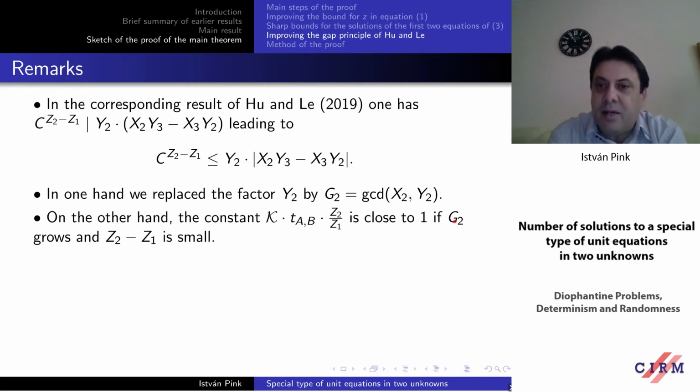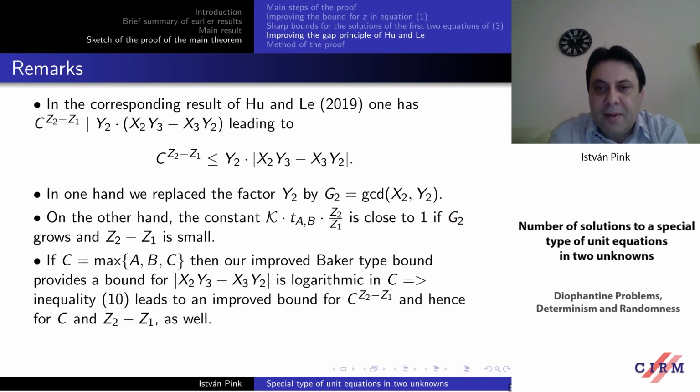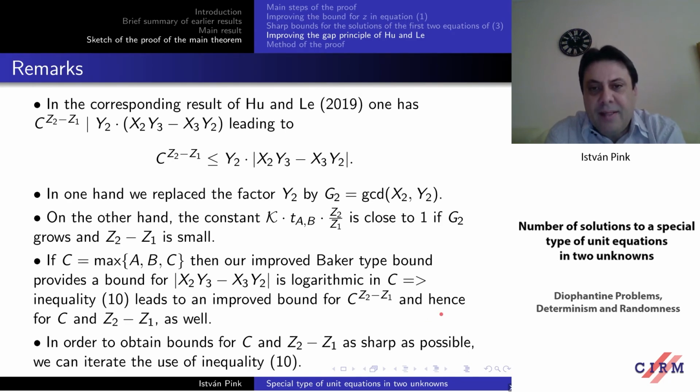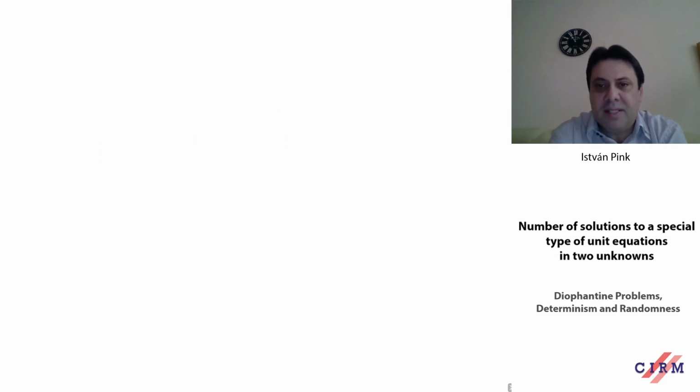And in fact, it turned out from our proof that these were the hardest cases. So, as I told before, if C is the maximum, for example, then our improved Baker-type bound provides a bound also for this, which is logarithmic in C, and therefore inequality 10. In fact, the gap principle leads to an improved upper bound for this quantity and also for C and Z2 minus Z1 as well. And in order to obtain bounds for C and Z2 minus Z1 as sharp as possible, we can iterate the use of inequality 10, so our gap principle. Okay.